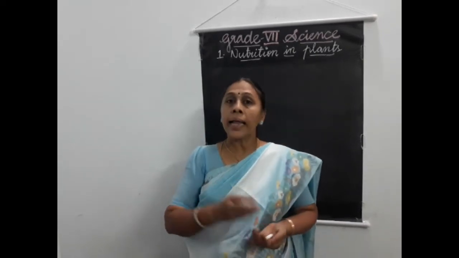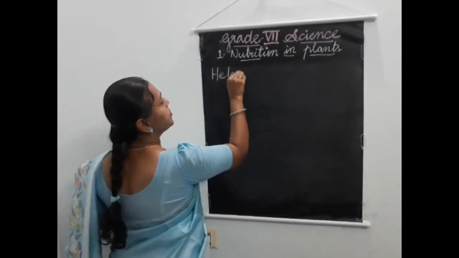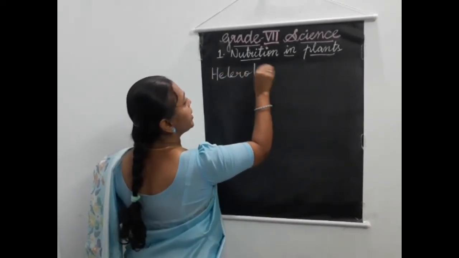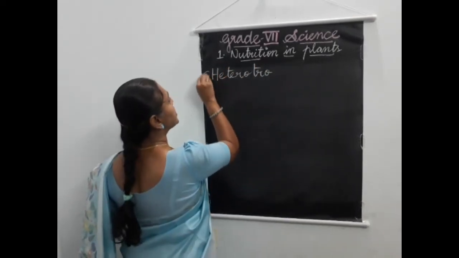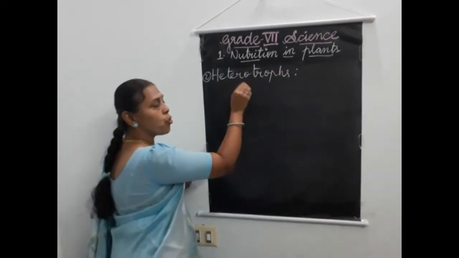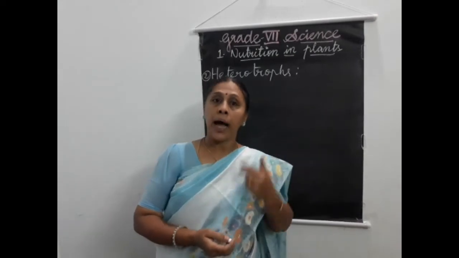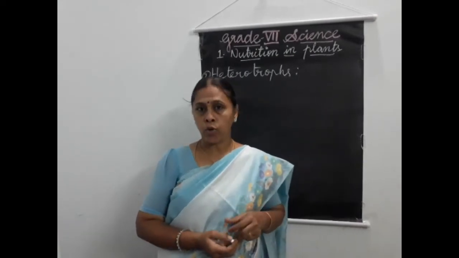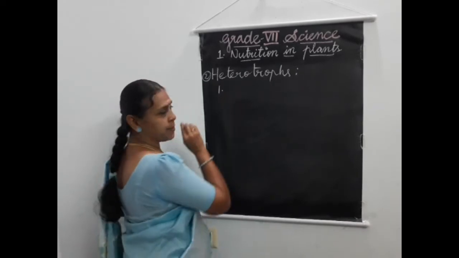Next, the other type of nutrition is heterotrophic. So in the beginning I told that nutrition is of two types. One is autotroph and the second one is heterotroph. Hetero means other. How they get their nourishment from others, that is what we are going to see. This heterotrophic nutrition is of four types.